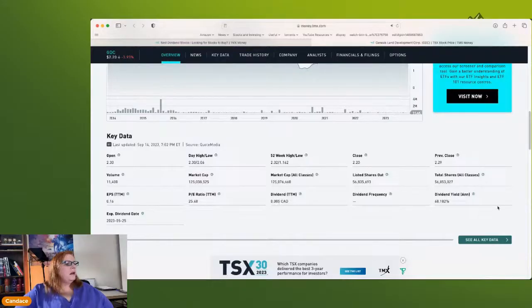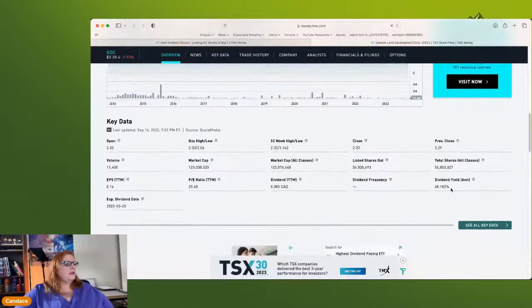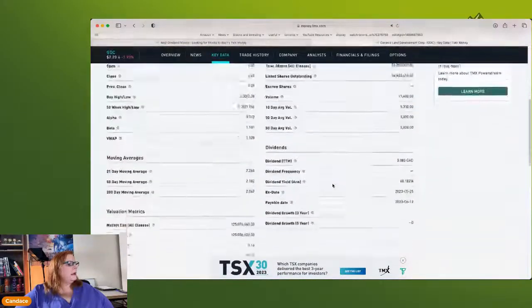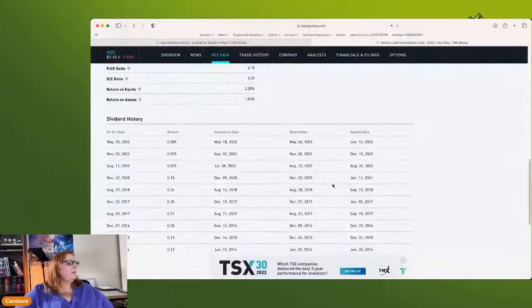8.5 cents. Their dividend yield shows here at 68.182. Now, it doesn't show a dividend frequency. That's a huge red flag for me. But if I come over and go to my key data, it'll show me when dividends have been paid. So let's see, May, November, August, December. Well, I would say that it's kind of a haphazard dividend, to be honest. So this is one I would shy away from right away.